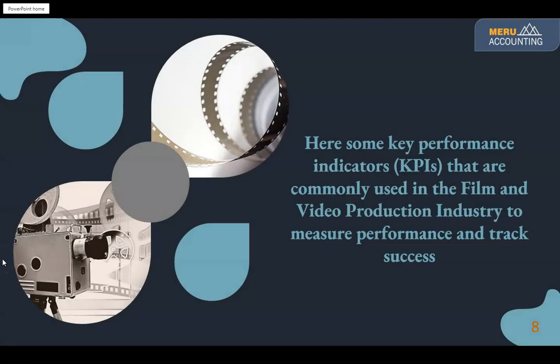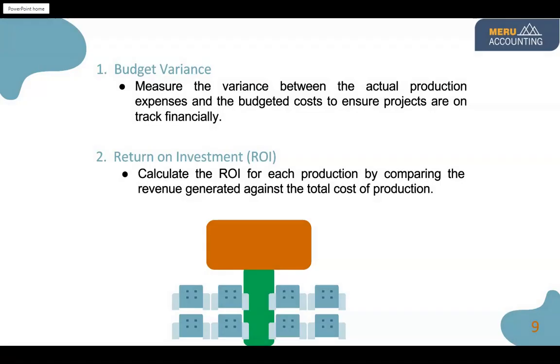So, here are some KPIs that are commonly used in the film and video production industry to measure the performance and track success. First, budget variance. Measure the variance between the actual production expense and the budgeted cost to ensure the projects remain financially on track, enabling timely adjustment and informed decision making to manage the resources effectively.